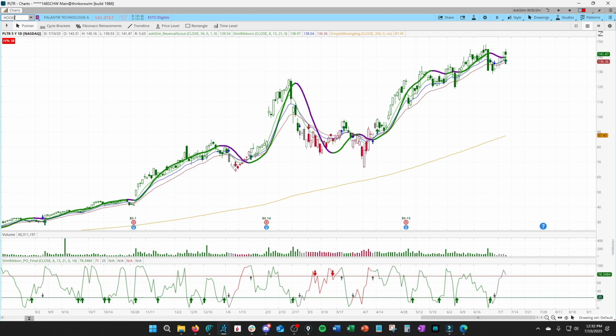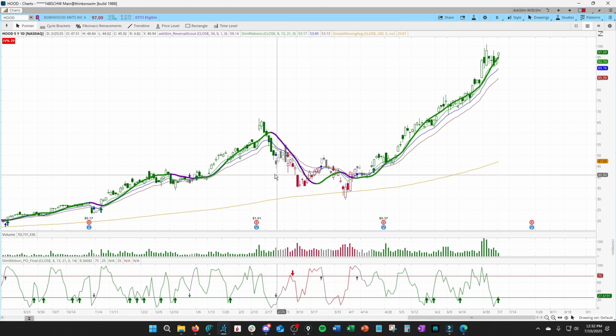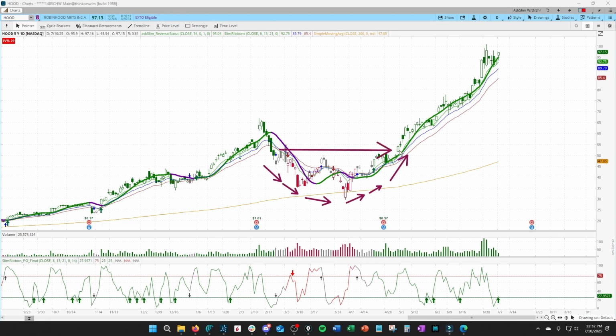Go to Hood. We did this for a trade idea. This is your base. Get really good at seeing these bases. If you do, it will pay handsomely for you. This is it right there. That's your base. And then what happened after that? We rode our trends higher, right?